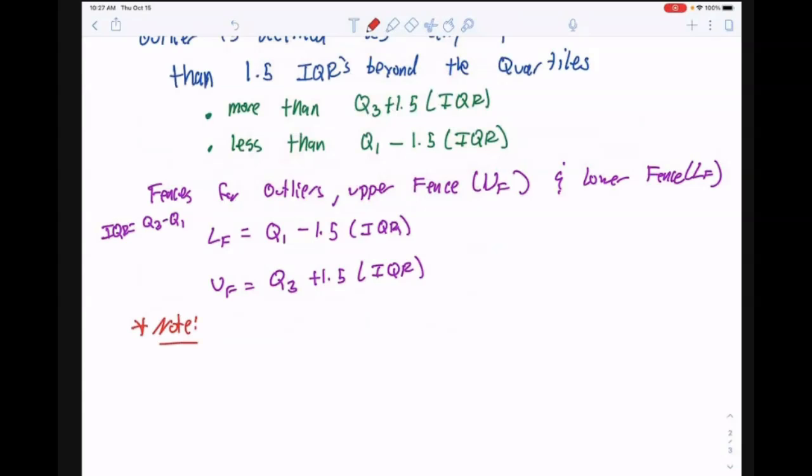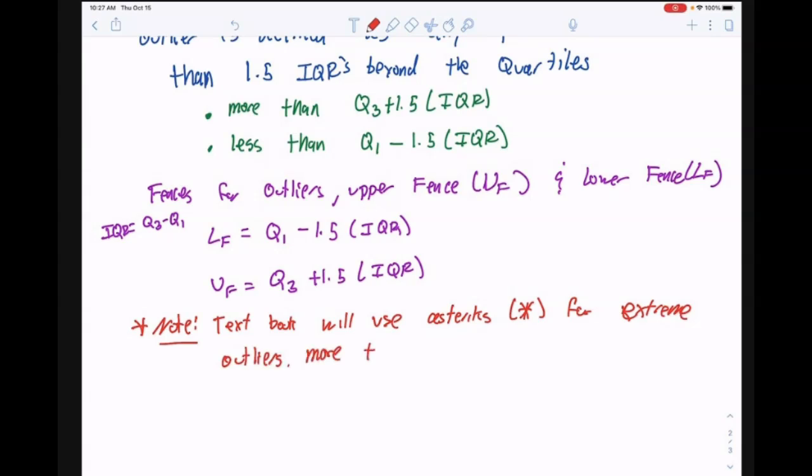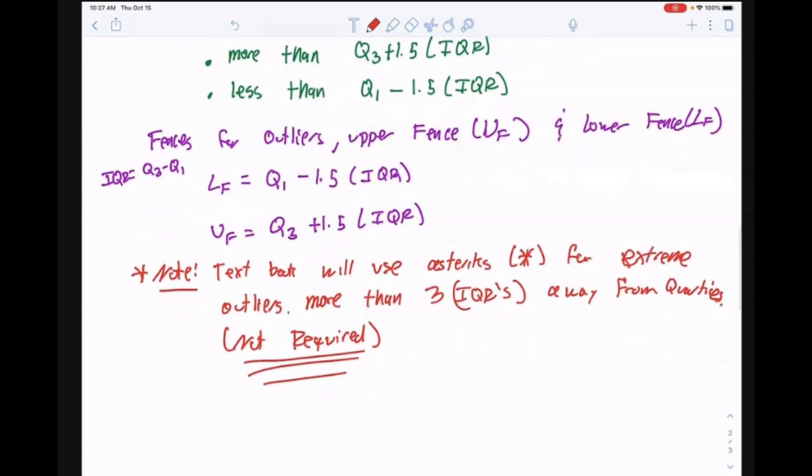Something to note. The textbook will use asterisks for extreme outliers, which are more than 3 IQRs away from quartiles. This is not required. So you don't have to worry about the asterisks.